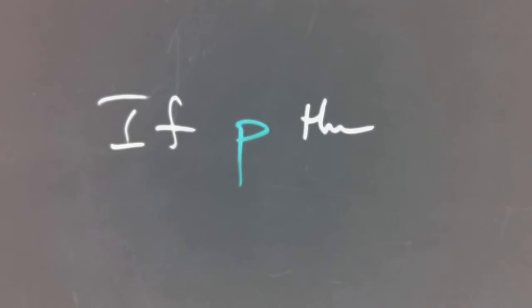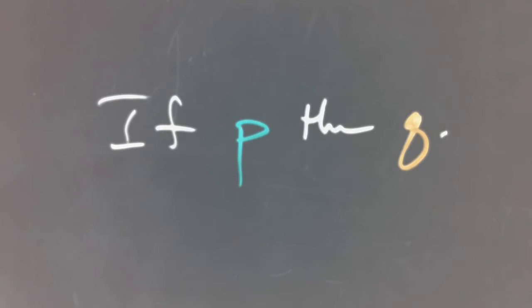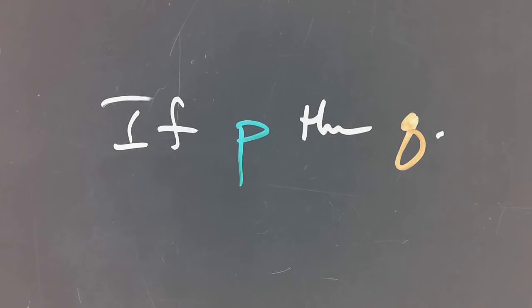If I write this statement, if P, then Q, and I ask you for the converse of that statement, what would you say? We switch around, exchange the hypothesis and the conclusion: if Q, then P. What's the inverse going to be? If not P, then not Q. And what's the contrapositive? If not Q, then not P.